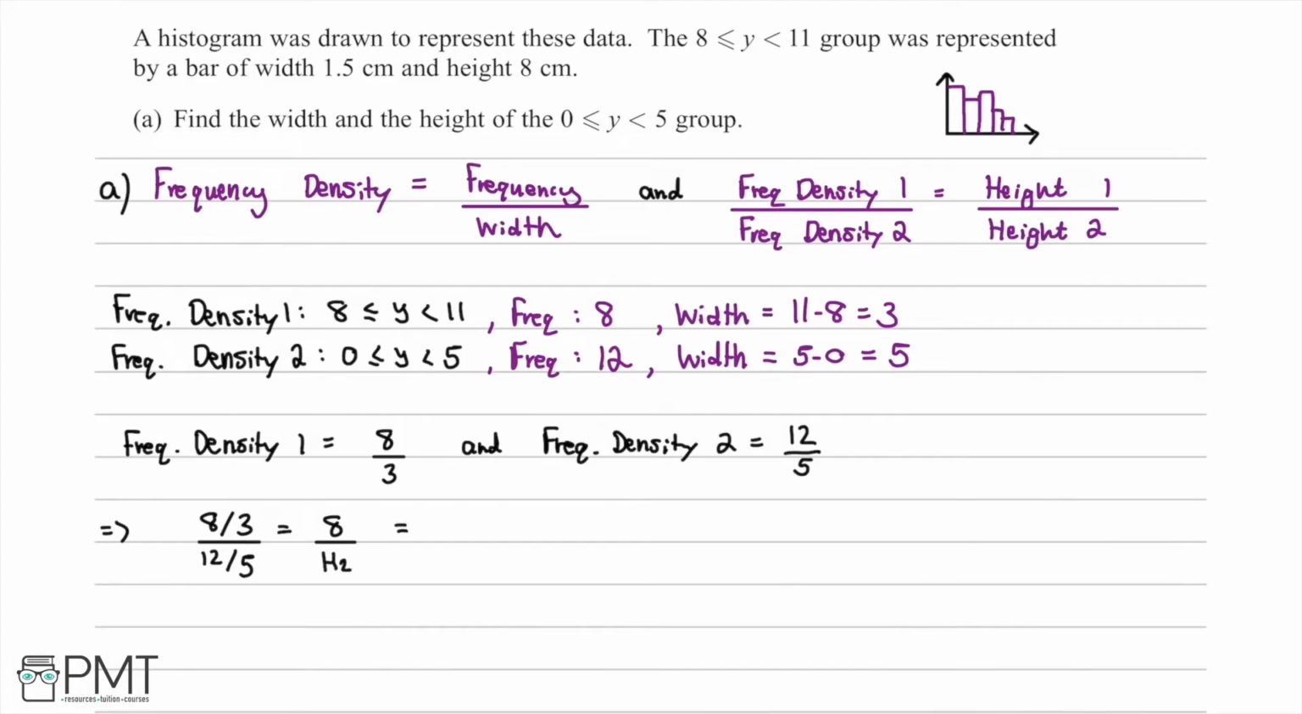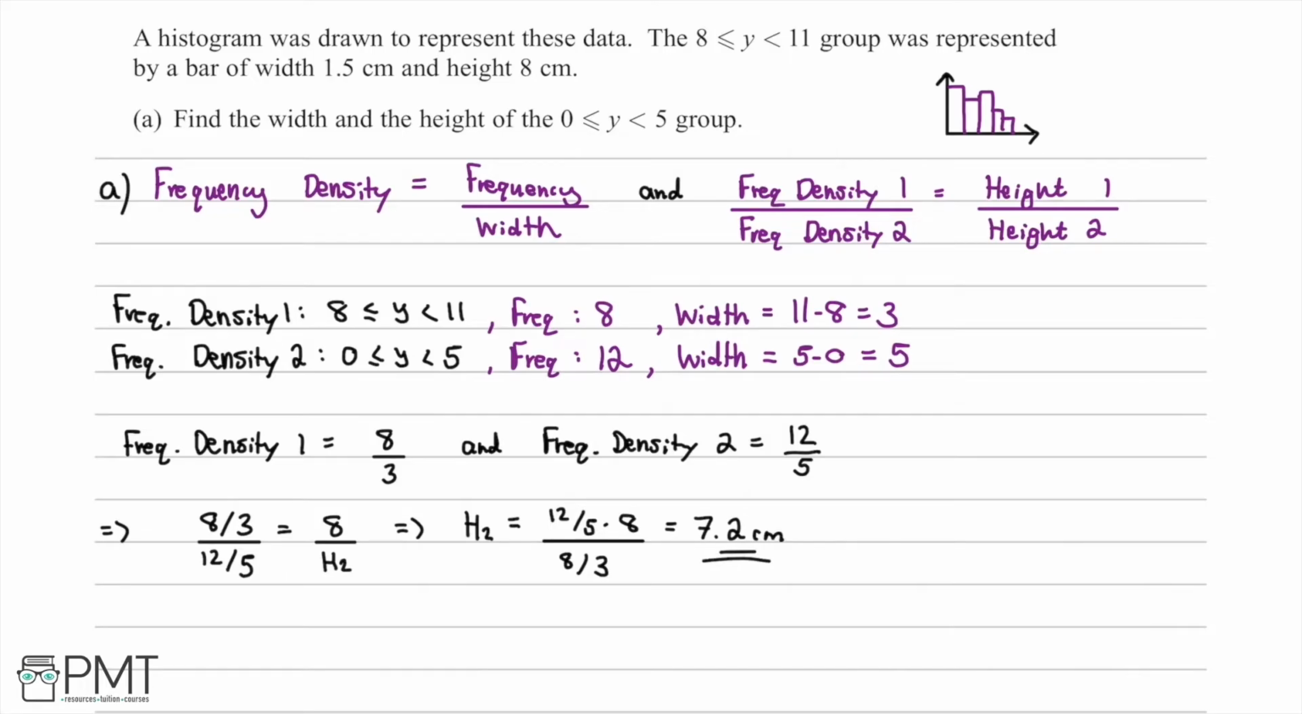So we can rearrange this, and we'll have that height 2 is going to be equal to 12 over 5 multiplied by 8, and then we divide this by 8 over 3. Putting this into our calculator, this comes out as 7.2 centimeters.